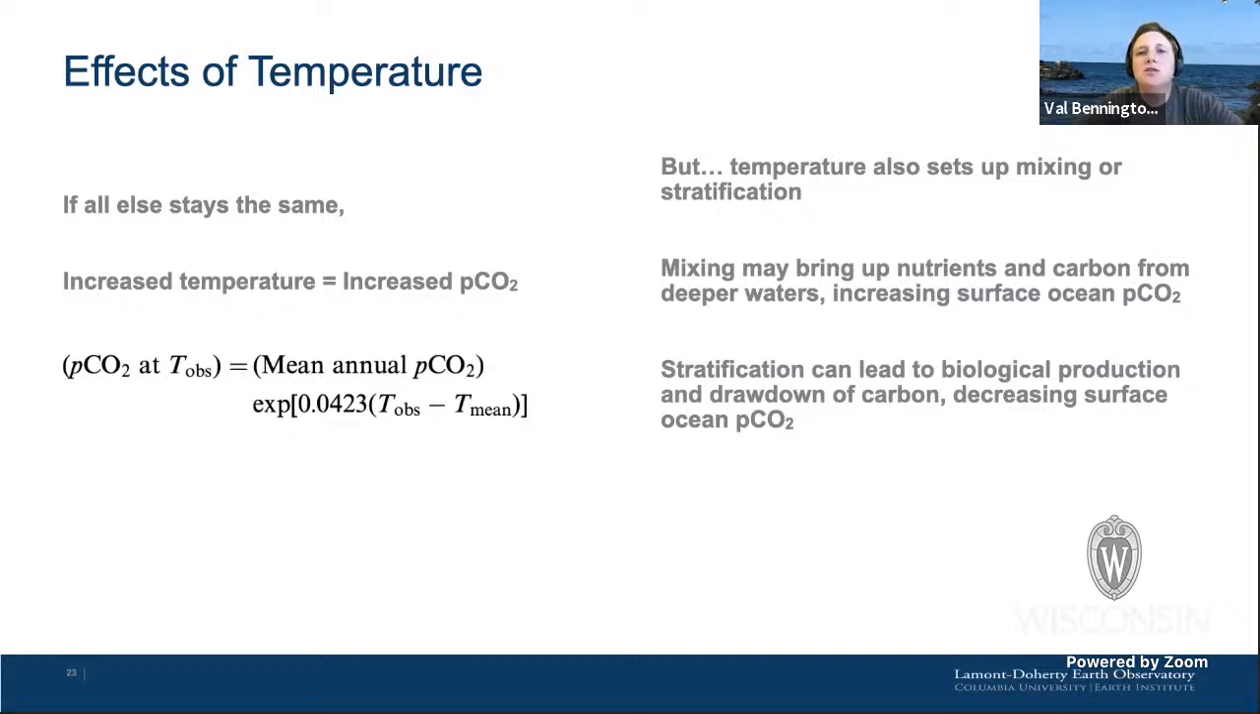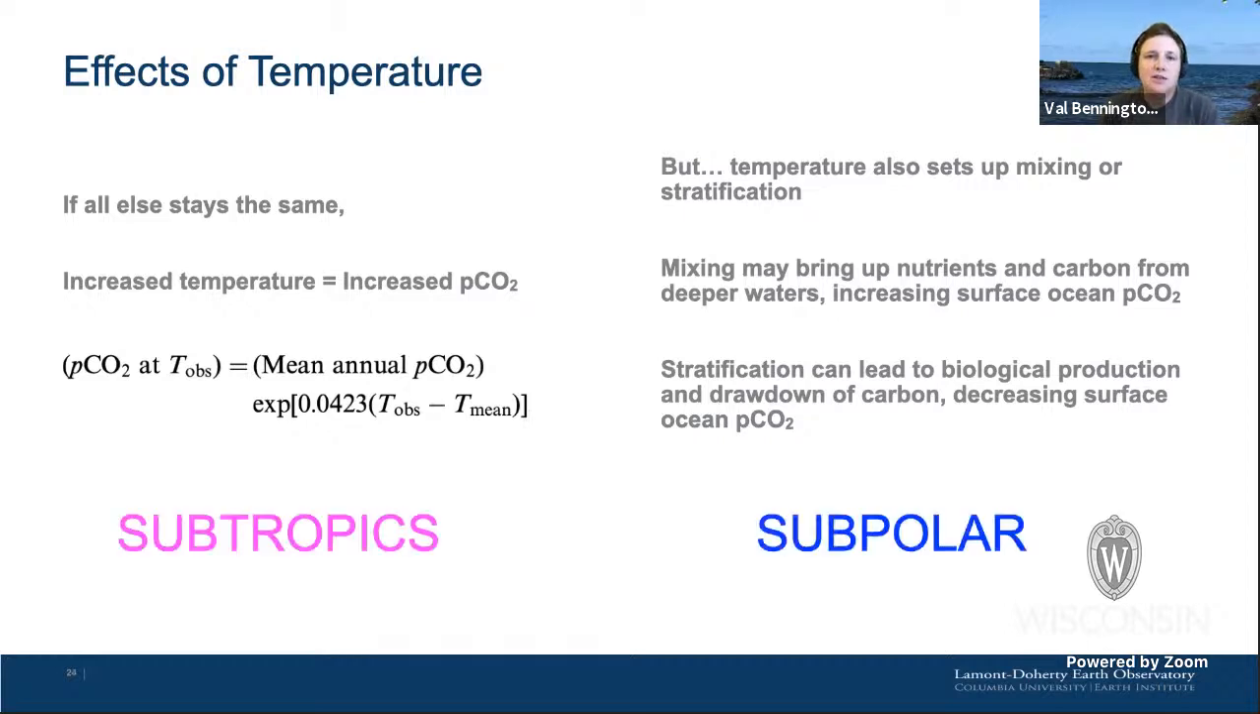But temperature also has indirect effects on the carbon cycle, right? So it sets up mixing and stratification, and those 2 processes may impact our surface ocean PCO2 greatly. So mixing can bring up nutrients and carbon from deeper waters and increase ocean PCO2 and reduce the amount of carbon that can be removed from the atmosphere. Or it can stratify and lead to biological productivity and drawdown of CO2. And these processes dominate in different regions.